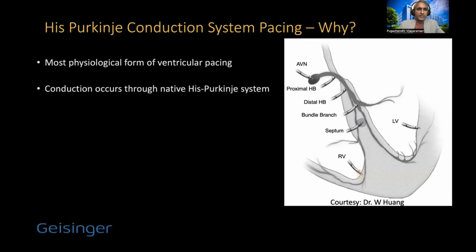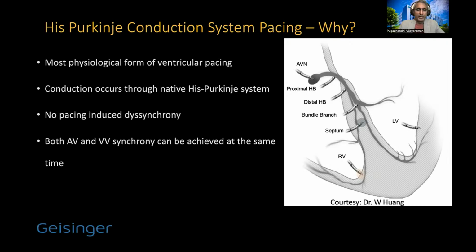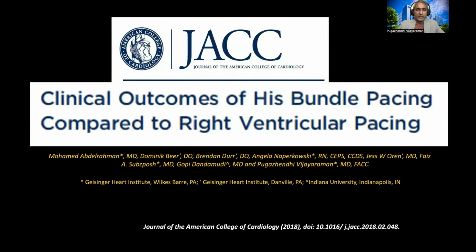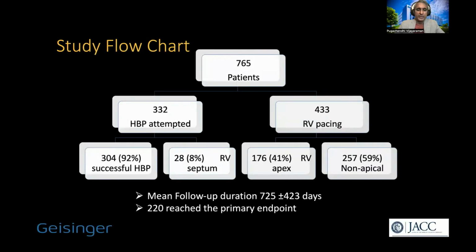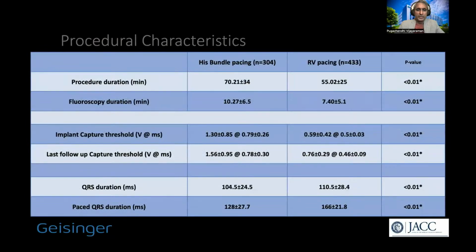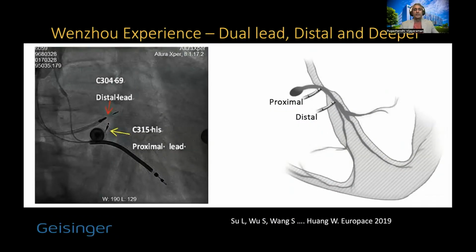Nonetheless, conduction system pacing is the most physiologic form of pacing, as conduction occurring through the native His-Purkinje system can prevent pacing-induced dyssynchrony, and we can achieve AV and VV synchrony at the same time. And early on, we had demonstrated that using His-Purkinje pacing compared to right ventricular pacing, there was a significant difference in the overall clinical outcomes, showing that you can improve mortality and heart failure hospitalization.